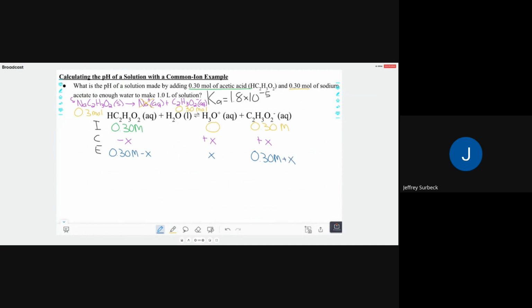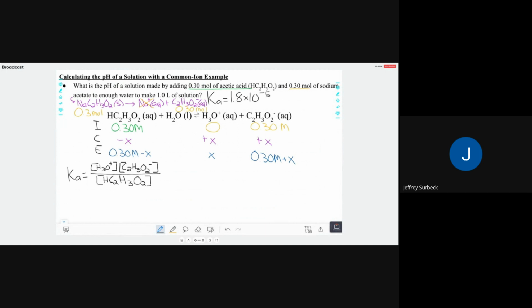Okay. Now, at this point in time, I always like to stop and rewrite my equilibrium expression. I'm not going to put any numbers, but I'm going to have this. I'm going to have Ka equals our H3O plus times our acetate, C2H3O2 with a minus, all divided by our acetic acid there on bottom, or our concentration of acetic acid.